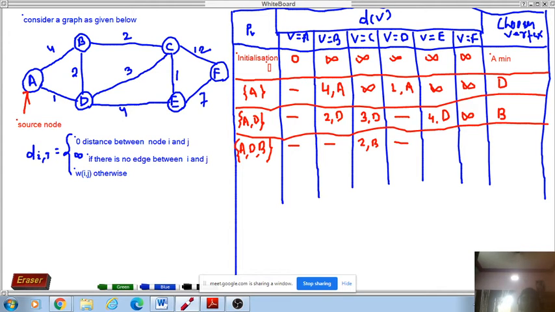Is there any path from B to E? In the case of E, no. This will be infinity, and this is not visited, infinity. So what will I write here? The minimum is what? C vertex. So my chosen vertex is C.